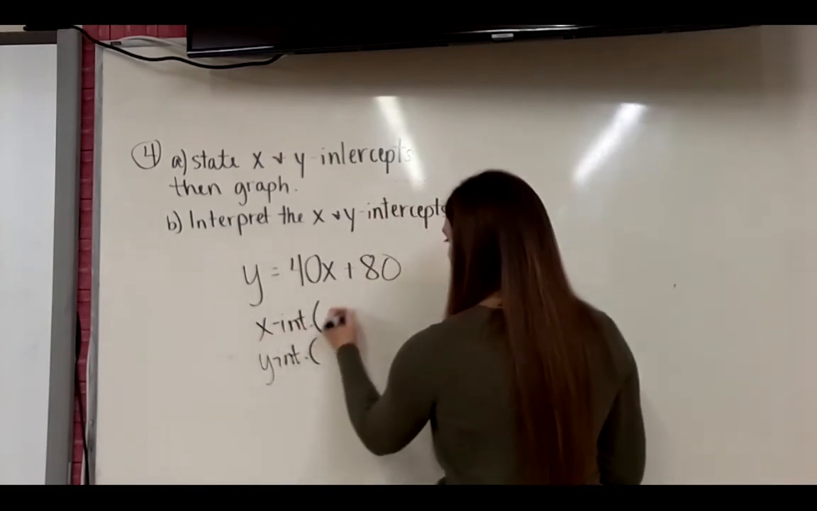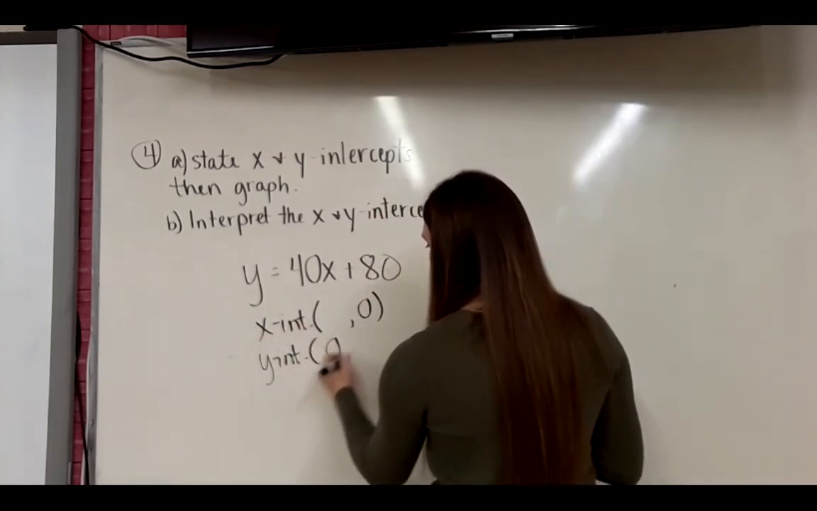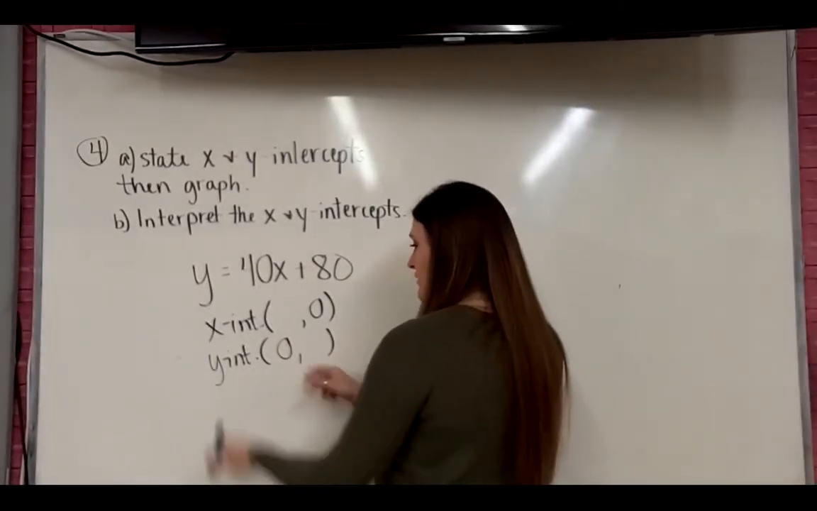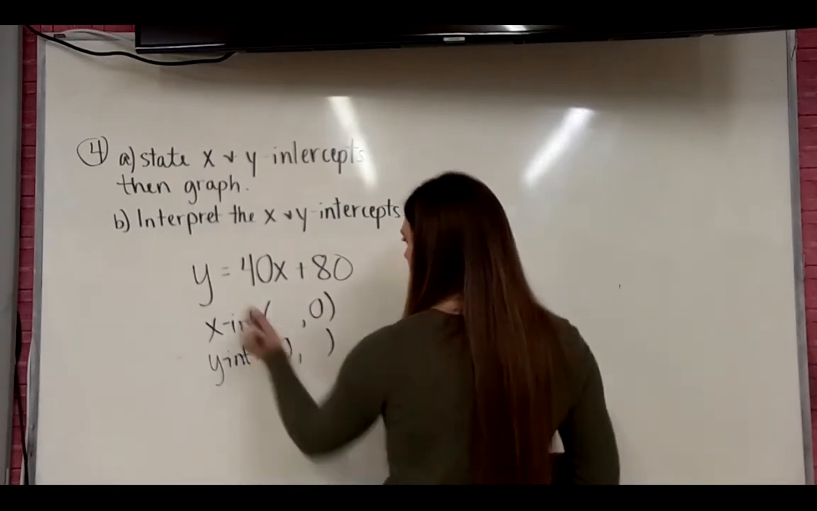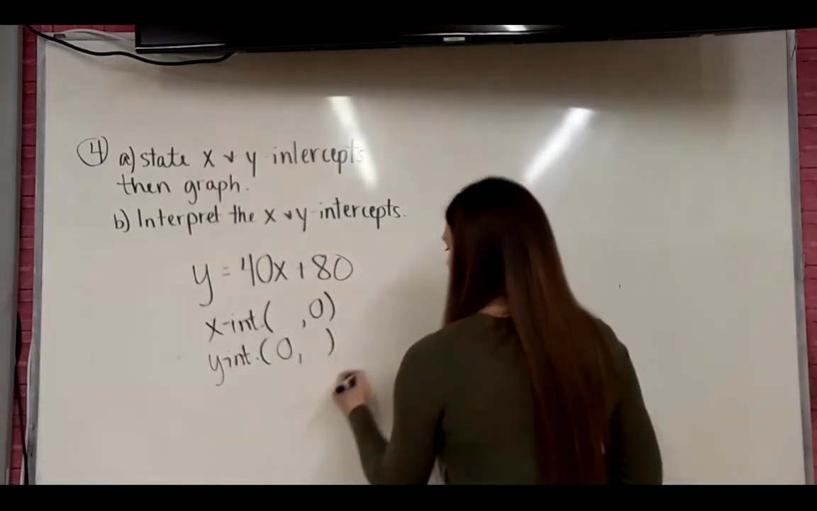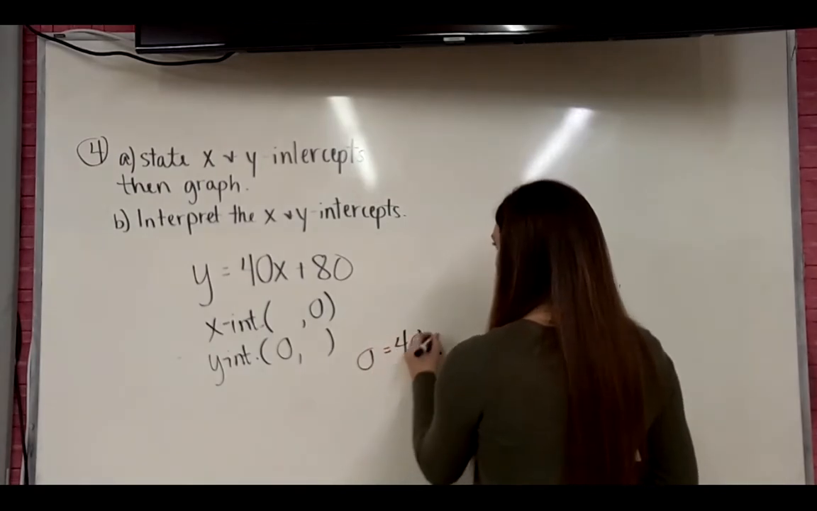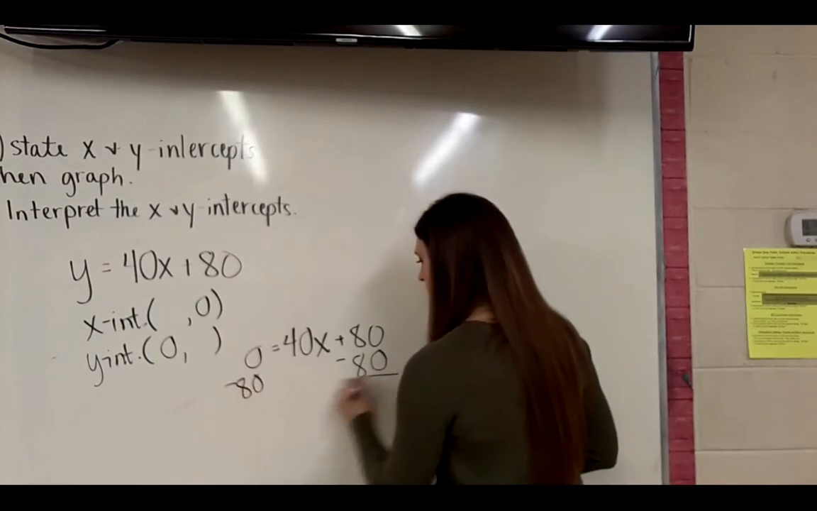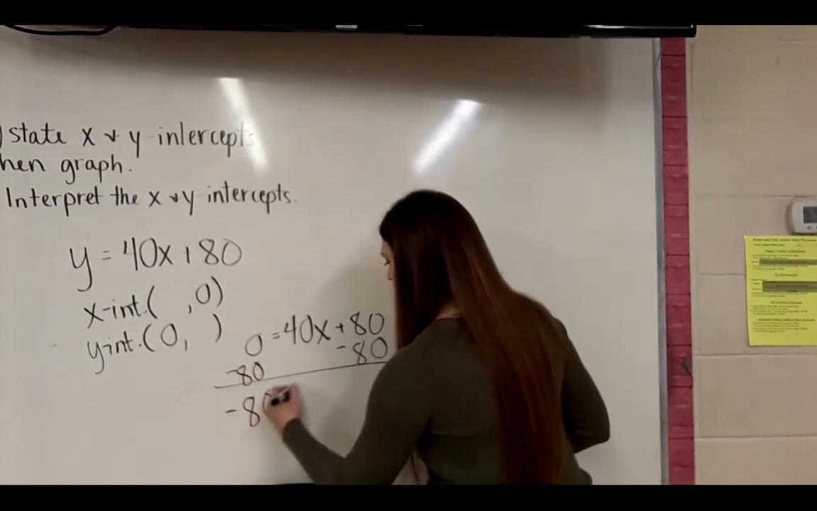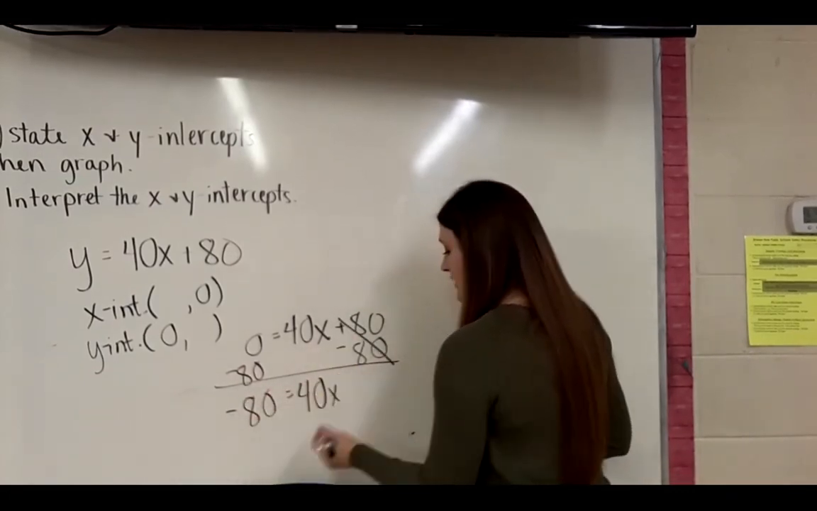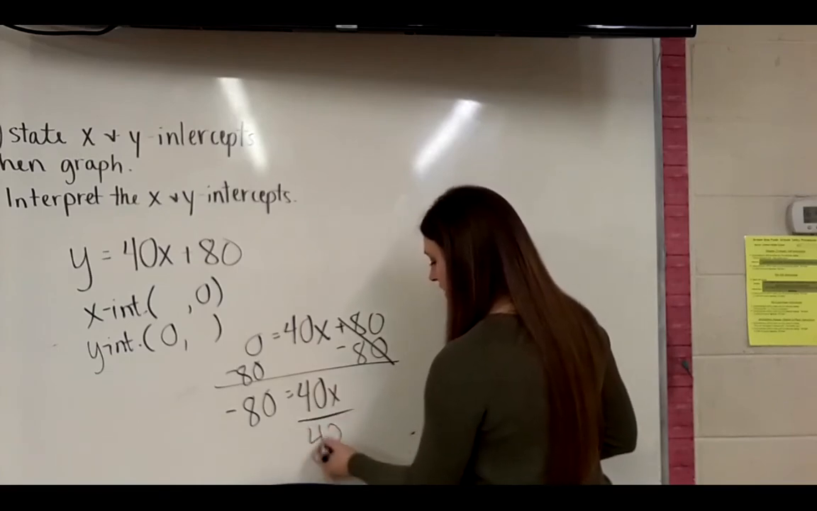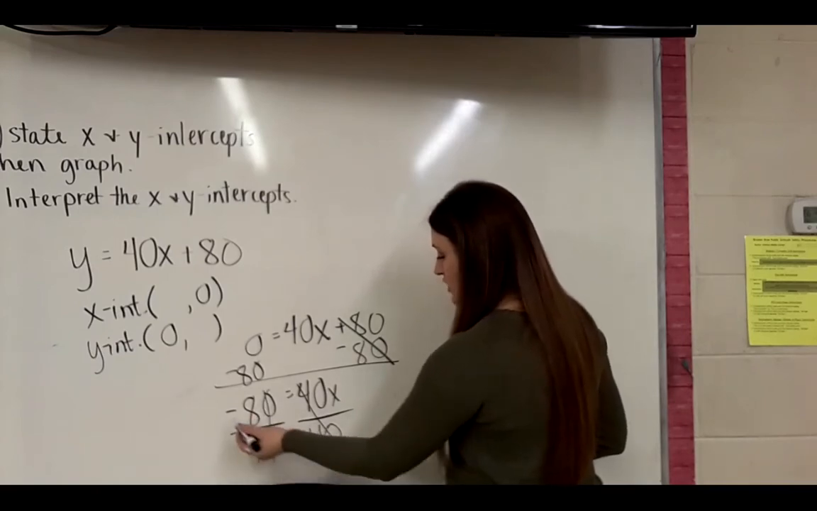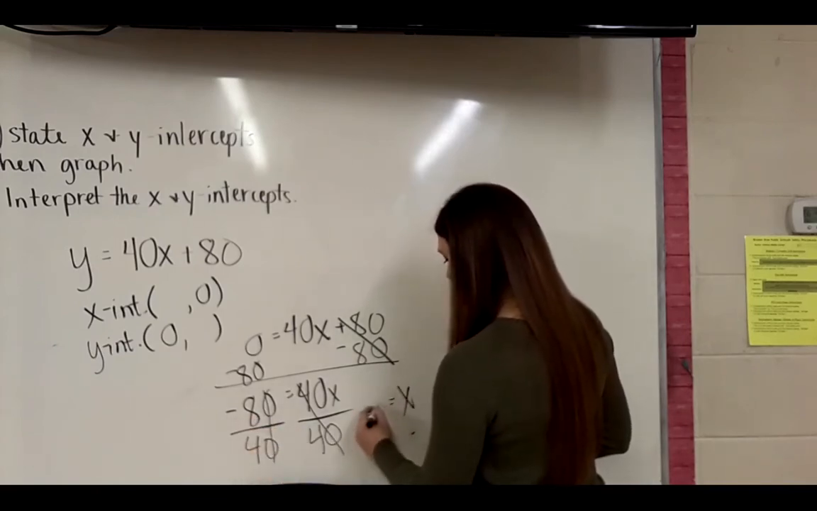So on A, to find our x and y intercepts, for the x-intercept, we're going to plug 0 in for y. For the y-intercept, we plug 0 in for x. Because the y-intercept means the number where x is 0, and the x-intercept is the number where y is 0. So if I plug 0 in for y and then solve for x, I have to subtract 80. So I have negative 80 equals 40x. Then, to keep the x there and get rid of 40, it's being multiplied, so we divide. 80 divided by 40 is 2, and a negative and a positive, so x is negative 2.